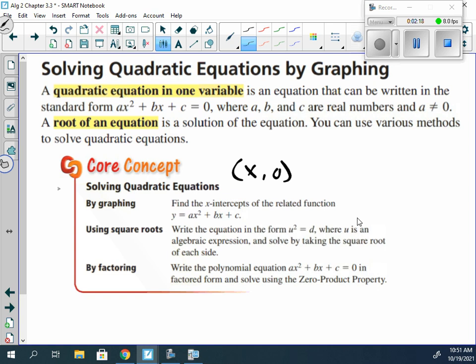We'll also look at the square root method, and we've already done factoring. When we factor, we set it up as two sets of parentheses equals 0, because whenever two or more things multiplied together equal 0, one of them has to be 0.